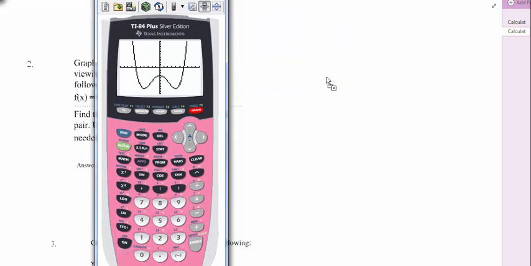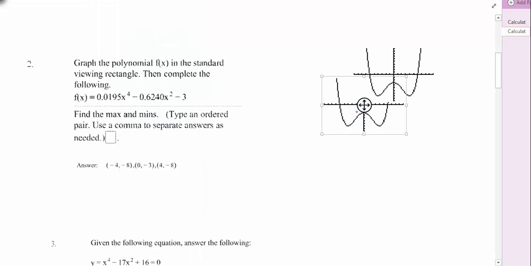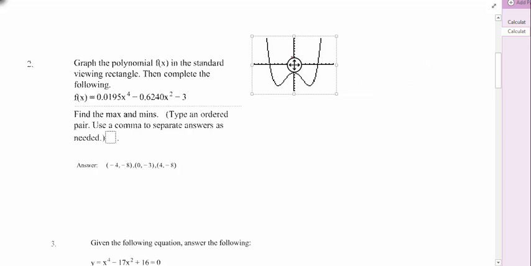So I'm going to grab this. Okay, so we're going to have here. Now, these low points are the mins. So you have a min there and a min there. And then this high point there is a max. And we have to find the coordinates of those 3 points.